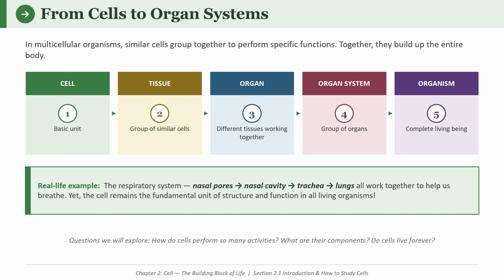And then what is this organ system? Organ systems are nothing but groups of organs. And at last comes the organism, which is a complete living organism. So I have given a real life example here.